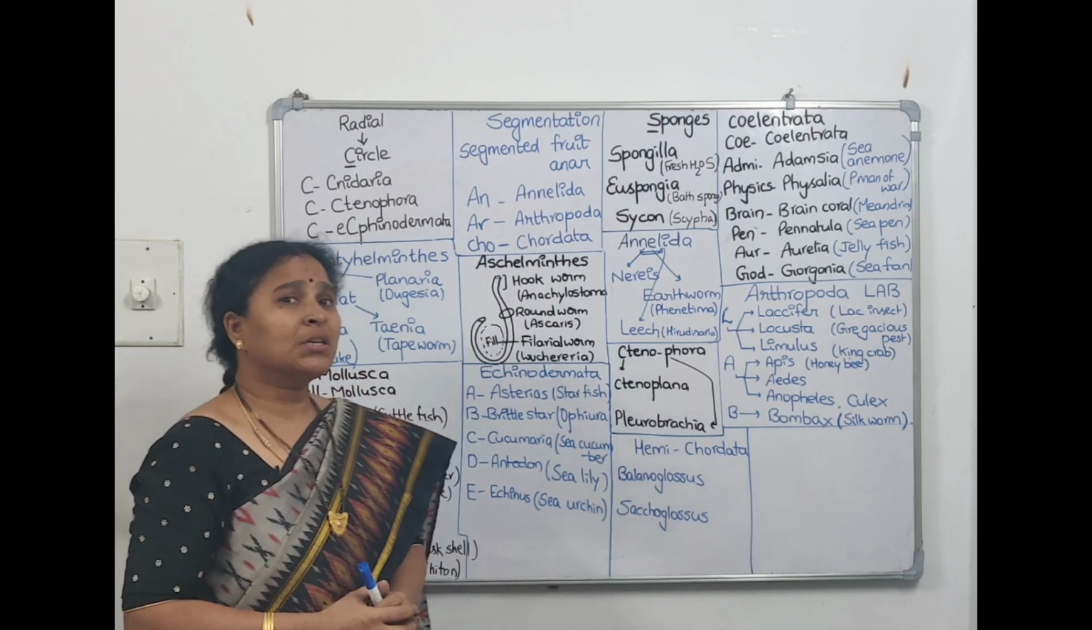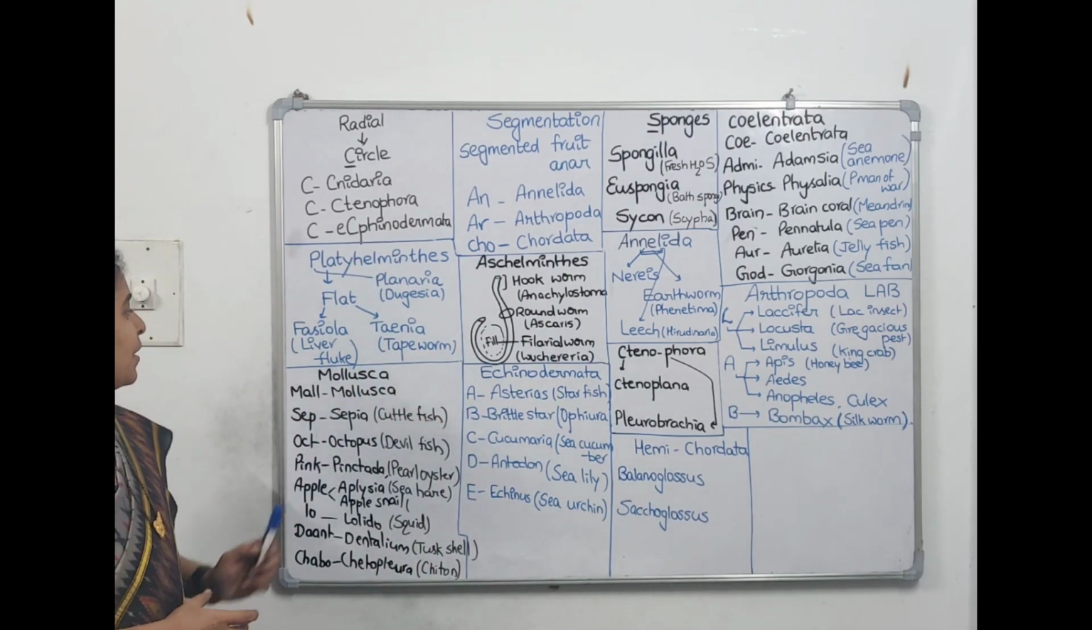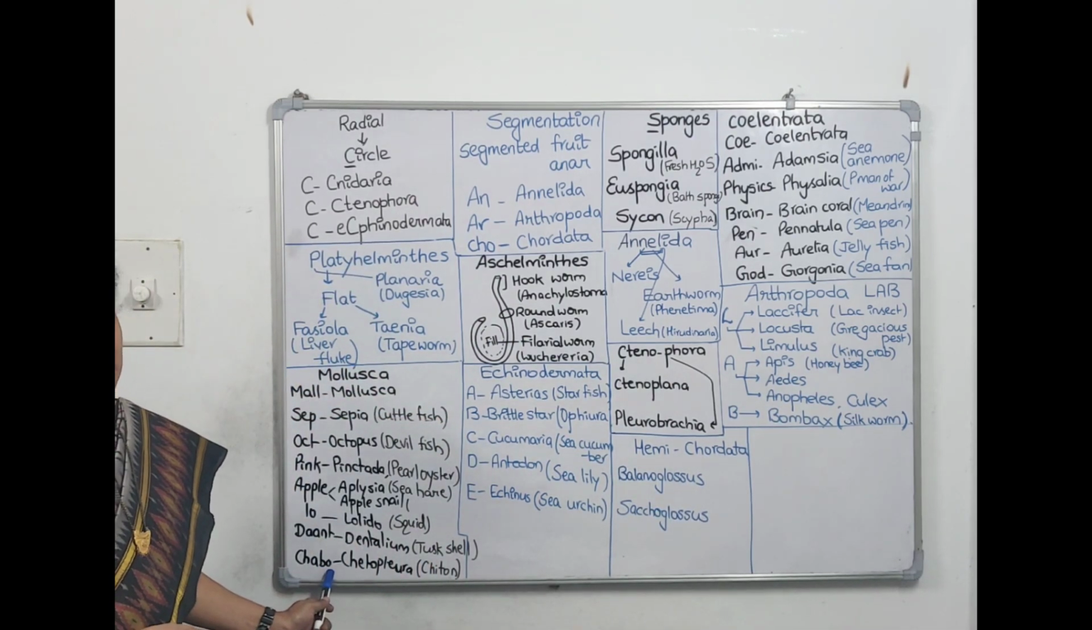Now after Arthropoda, what is the next phylum? The next phylum is Mollusca. Now how to memorize the examples of Mollusca?